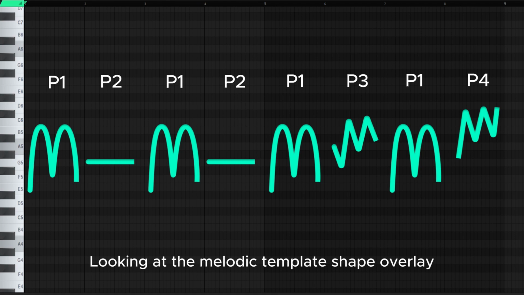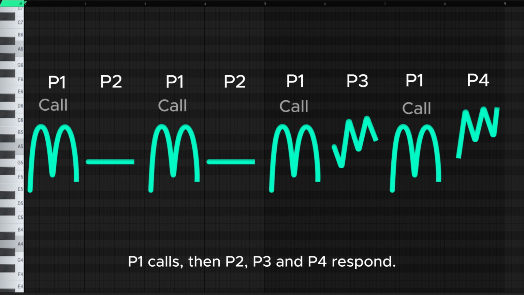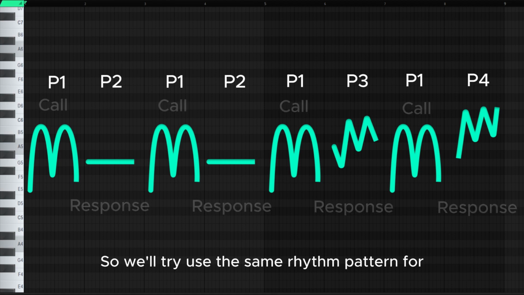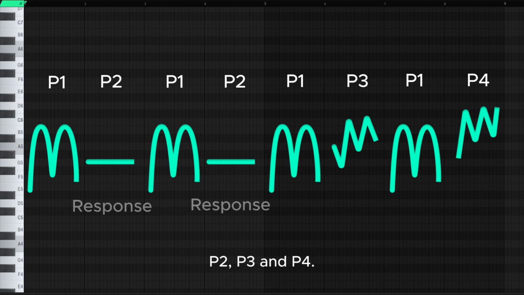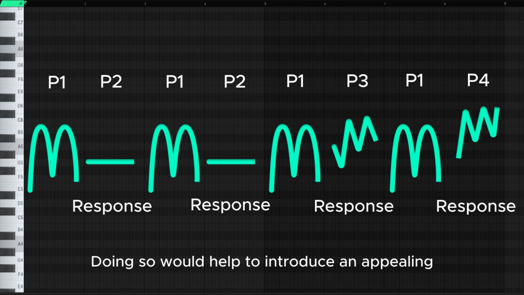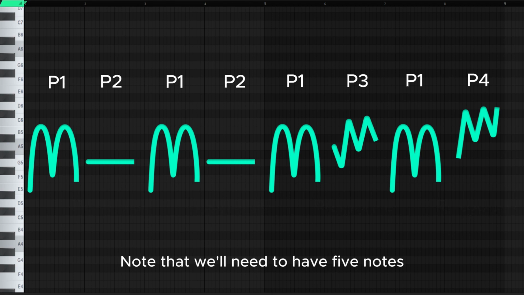Looking at the melodic template shape overlay, there looks to be a call and response pattern that could happen in every pair of measures. P1 calls, then P2, P3, and P4 respond. So we'll try to use the same rhythm pattern for P2, P3, and P4. Doing so would help to introduce an appealing balance of unity and variety in the melody as we use the same rhythm pattern with different contours. Note that we'll need to have 5 notes minimum to create a double arch contour. Okay, so now let's get started on our initial rhythm pattern.